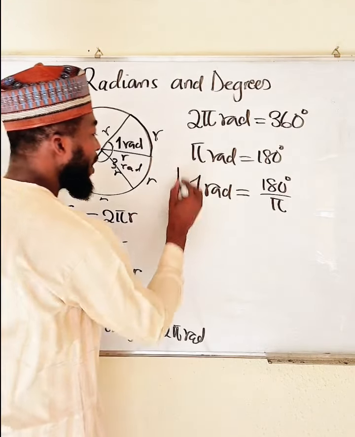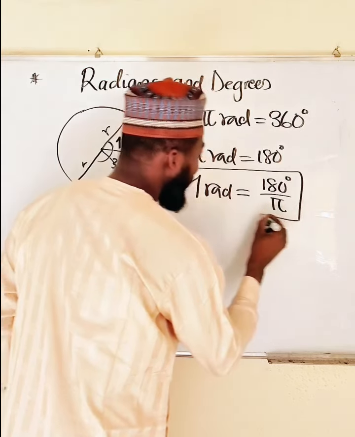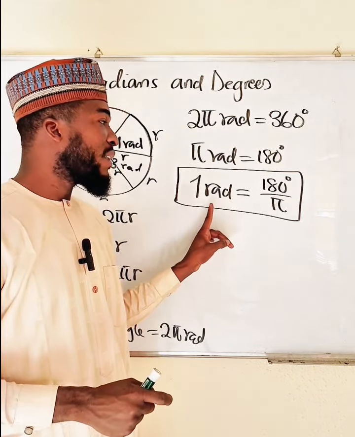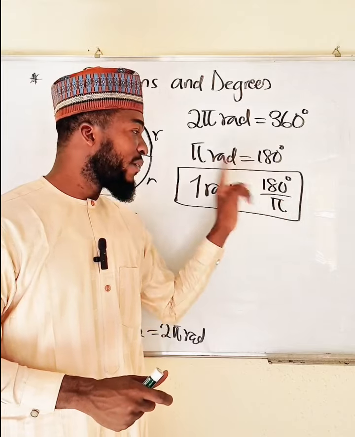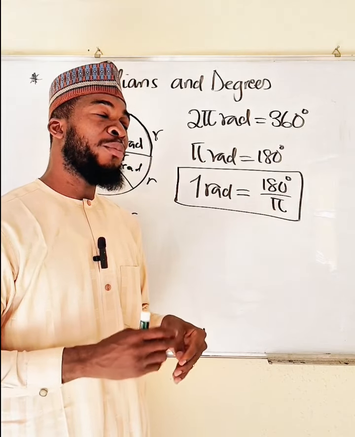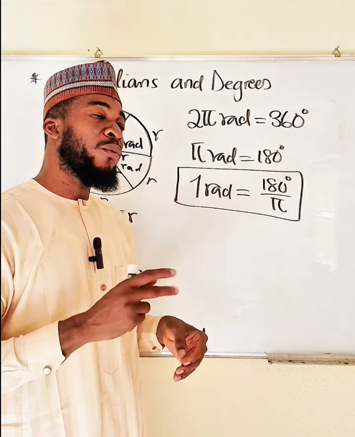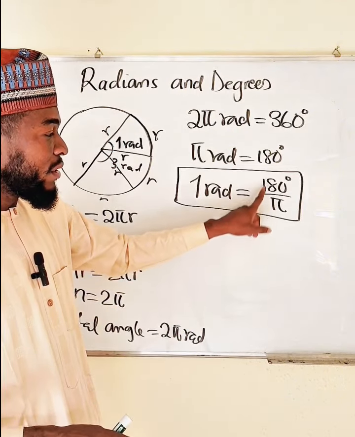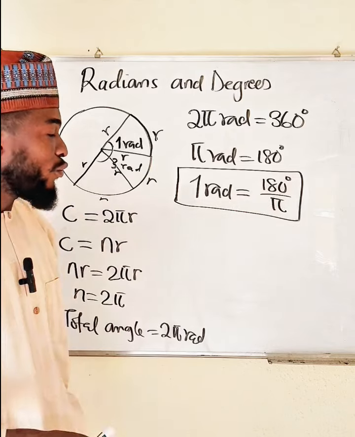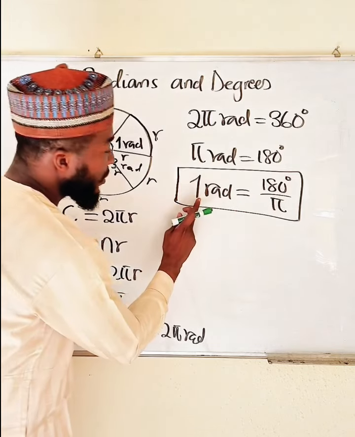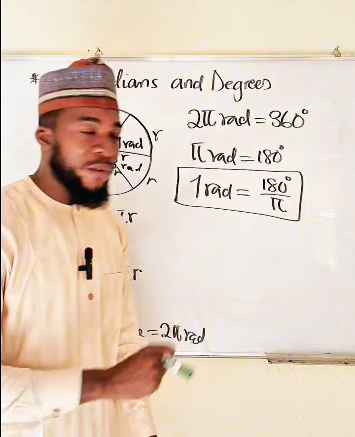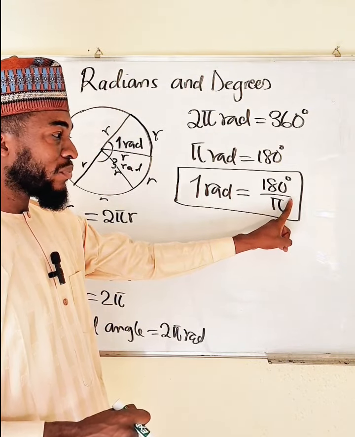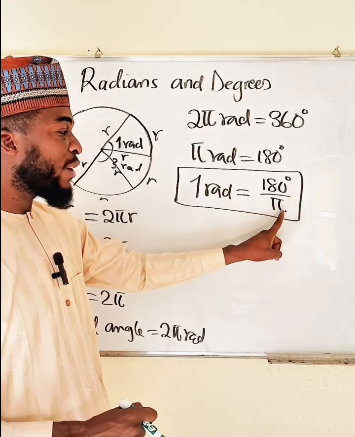which means that this formula here is the conversion scale. If you're given 1 radian, you should know that it is equivalent to 180 degrees divided by pi. And this pi, you know, is approximately equal to 3.142, right? So if you like, you can write it in decimal by dividing 180 by 3.142. So what if you are given 10 radians to convert to degrees? You can multiply that 10 radians by 180 degrees divided by pi.